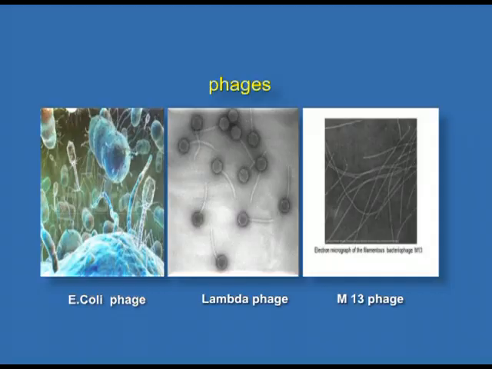Compared to the plasmid, phage vectors are more advantageous since they can be directly tested on the appropriate bacterial lawn. They are more efficient because they can clone larger DNA molecules, and they are very easy to screen once the recombination takes place. You can see the images of the phages here, the E. coli phage, lambda phage and M13.